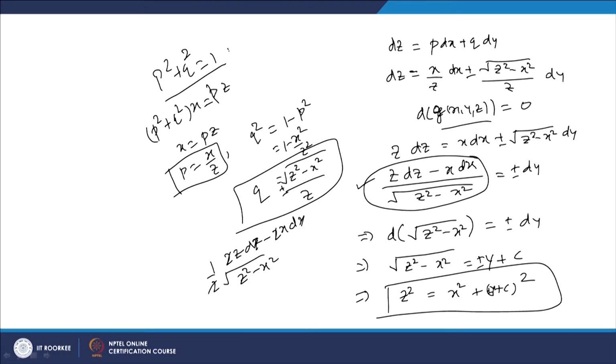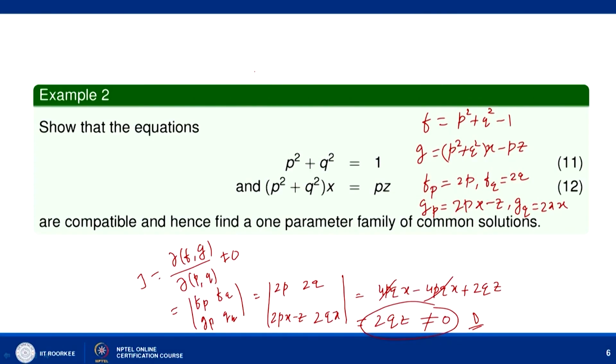So, we can say that here we are able to find one parameter family of common solution of the equations p square plus q square equal to 1 and p square plus q square x equal to pz. So, what we have achieved here, by having one solution in common, we say that these two equations are compatible with each other and the common solution is given by this. So now move back to our problem.